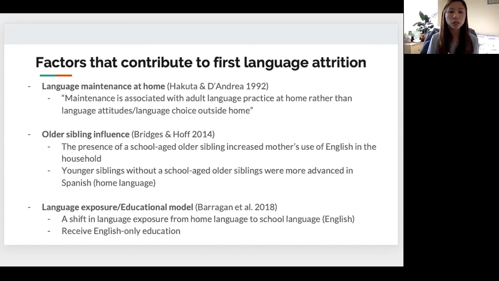in language exposure and the educational model that the child is in. Barragan et al. suggested that language attrition is common in children who experienced a shift in language exposure from home language to school language, in particular for English-only programs, and could explain the decrease in scores with age in their home language. And the children in English-only education might demonstrate protracted development, especially for academic purposes. Language input and exposure is key to preserve home language and to prevent first language attrition.